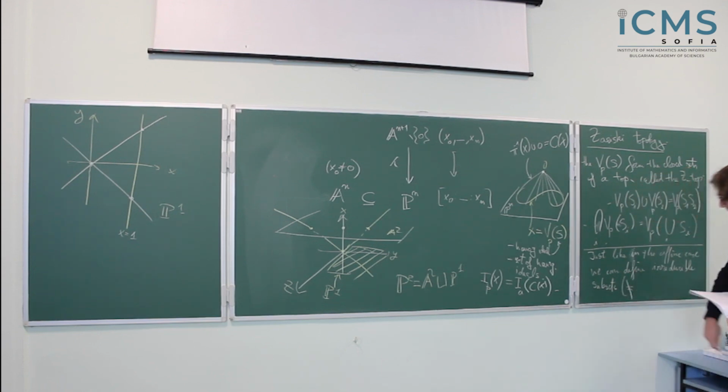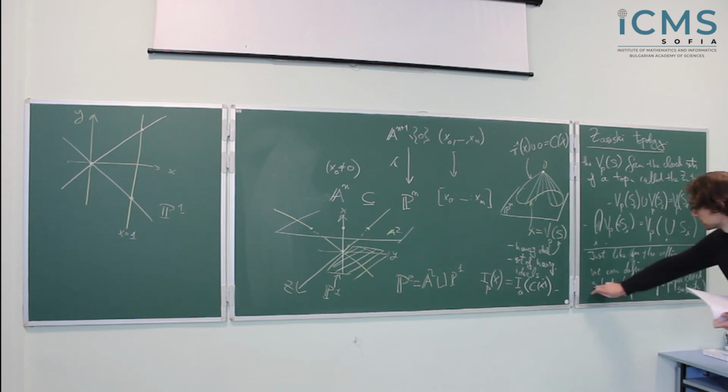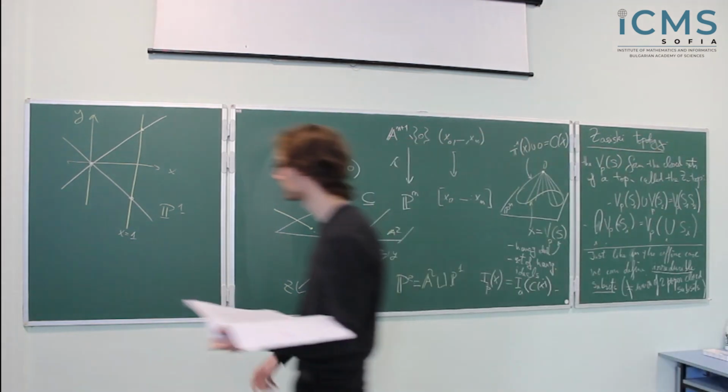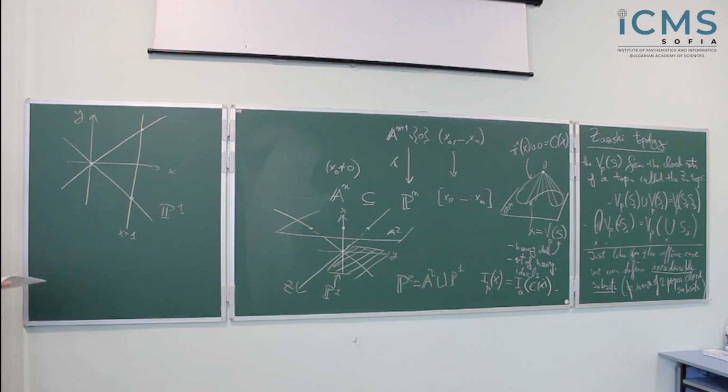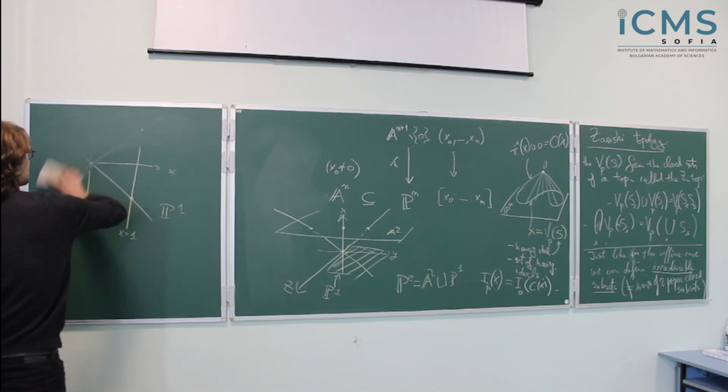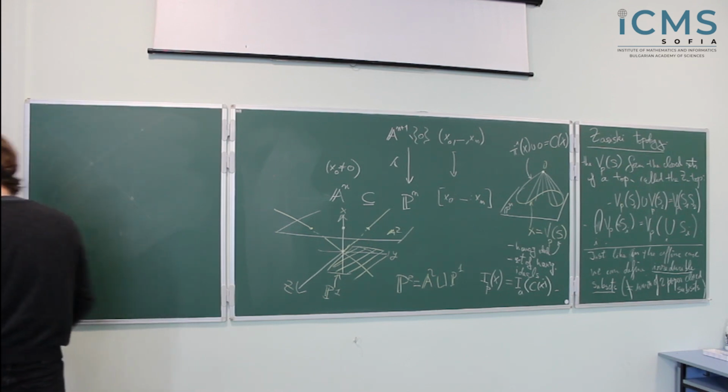So a set is reducible if it is the union of two proper closed subsets. Okay.